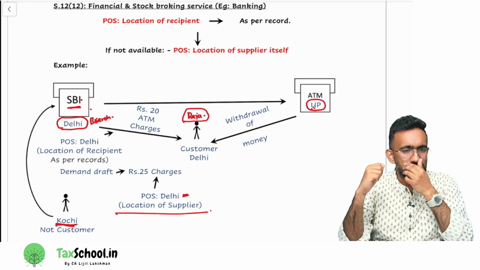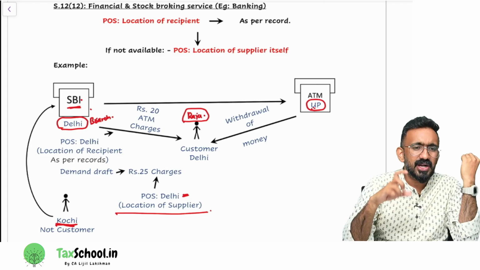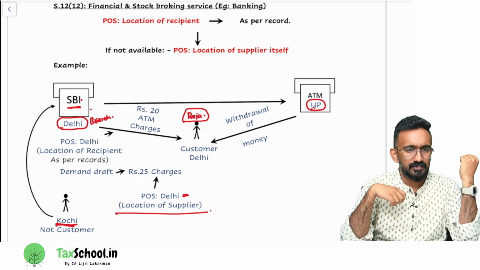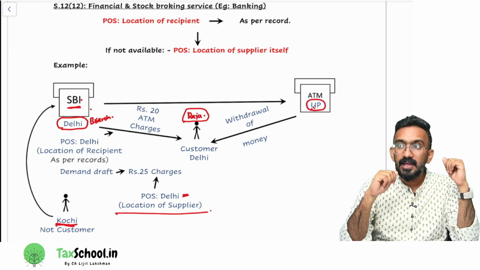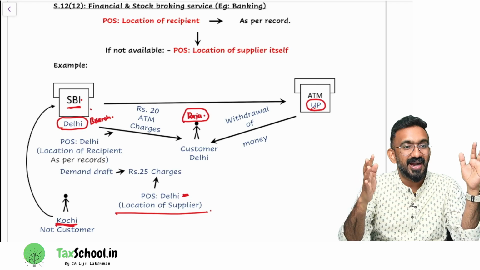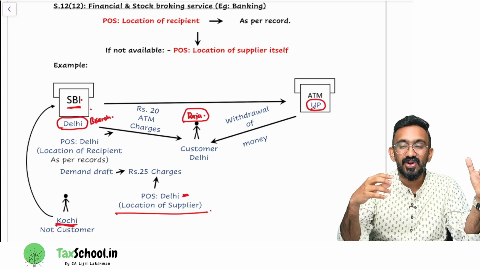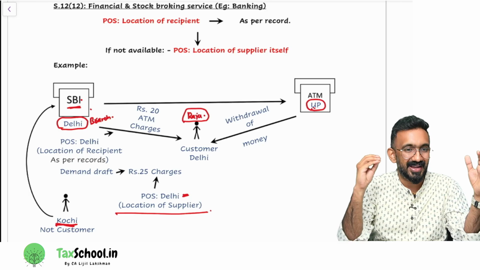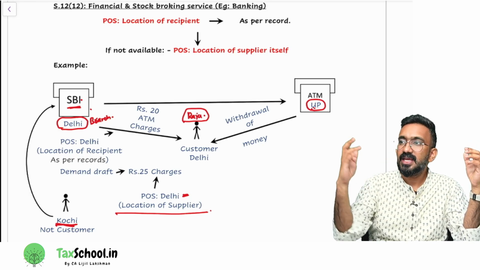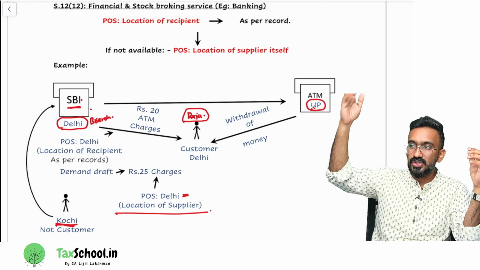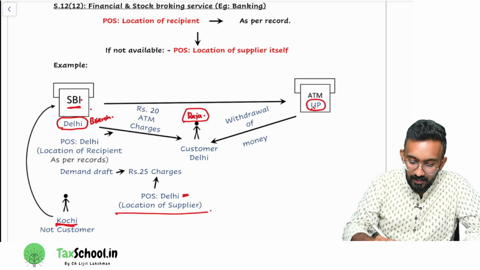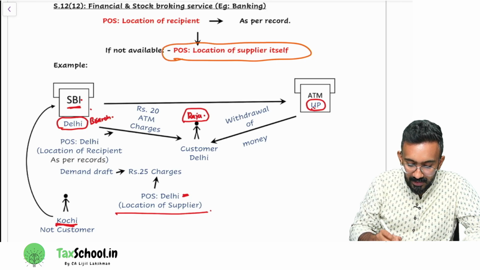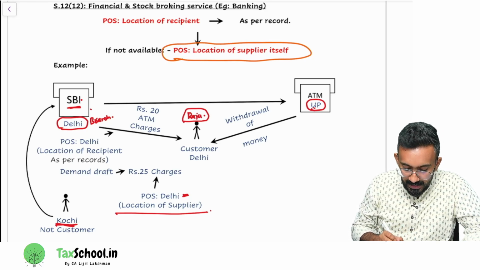This 25 rupees is a charge that is subject to GST. What will be the place of supply for that? Will it be Kochi, the location of the recipient? No. Why? The bank does not know the address of this customer because he is not an account holder in the bank. So what will be the place of supply? If the location of the recipient is not available, place of supply would be the location of the supplier itself. It will be Delhi itself.